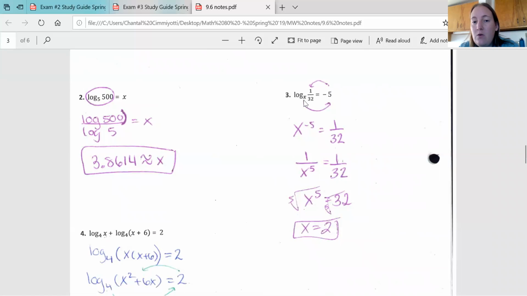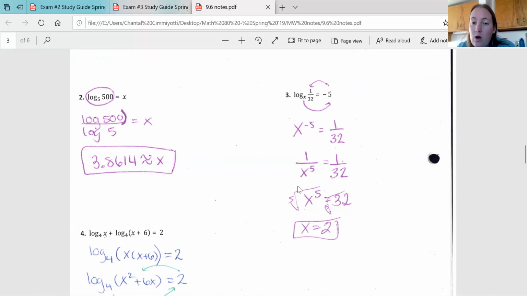Can't find this value, need to get the x by itself, so I'm going to change forms. X to the -5th is 1/32. There are a couple ways to approach this. One option is to rewrite this with positive exponents.